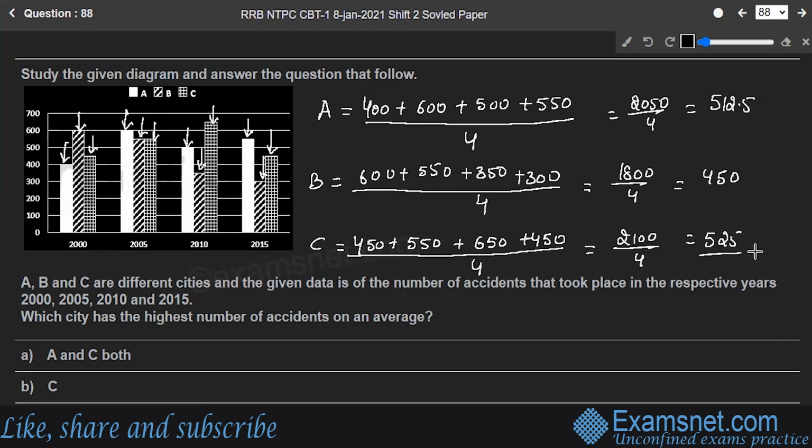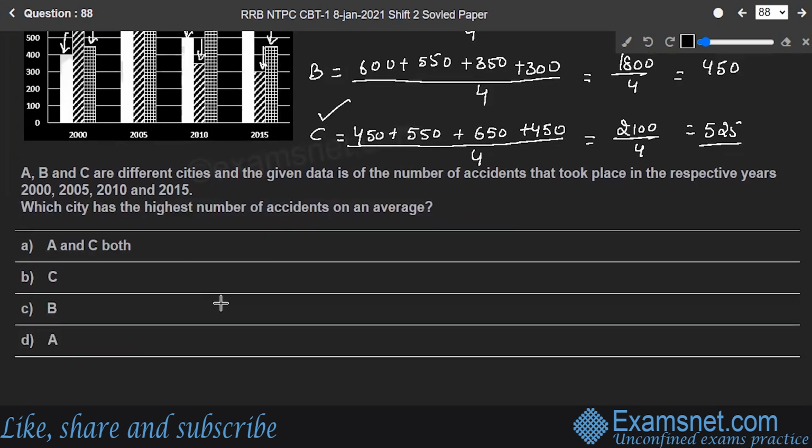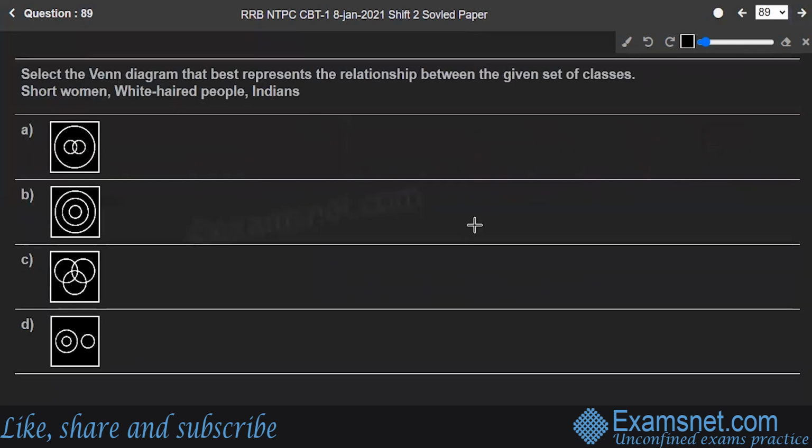Now the question was which city has the highest number of accidents on an average? It is C. So C is having the highest average accidents. Option B is the correct answer to this question. Hope you got that. Next is question number 89. You have to select the Venn diagram which best represents the relationship between short women, white-haired people, and Indians. Okay, let's make short women first.